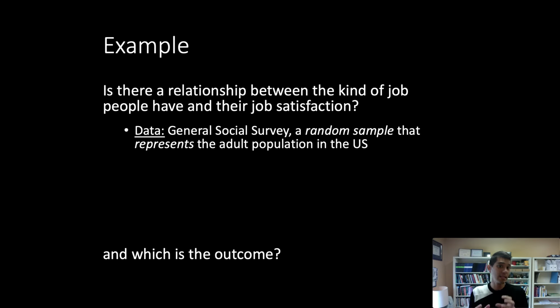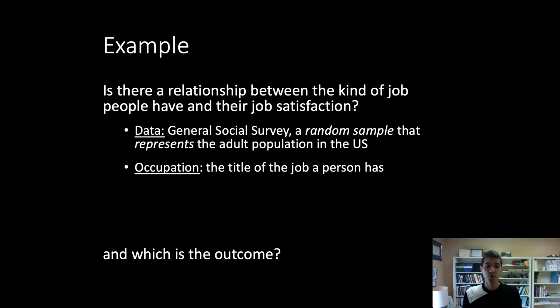So that's why it's really important that this is a random sample. It tells us something about the larger population. It gives us like a miniature picture of the whole thing. And in the General Social Survey, the first variable that we'll look at is the occupation, the title of job that a person has.